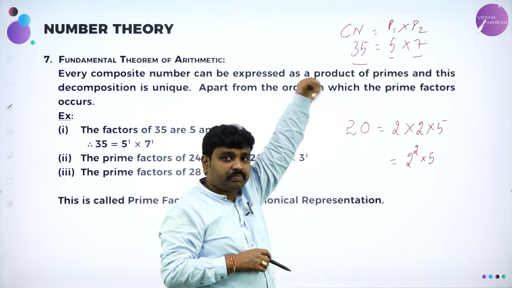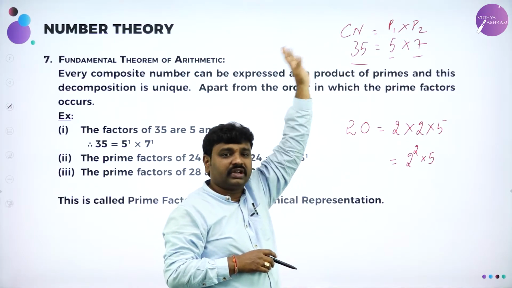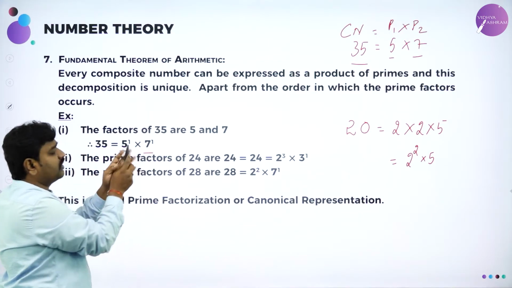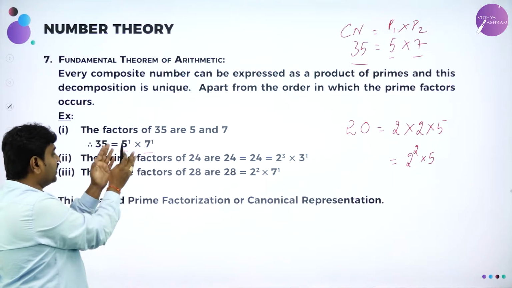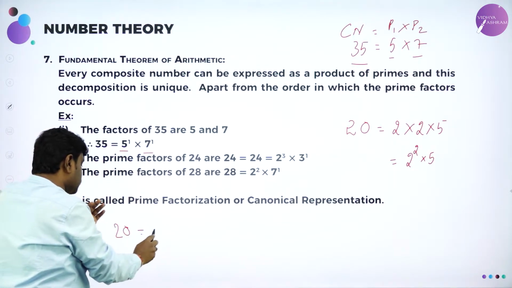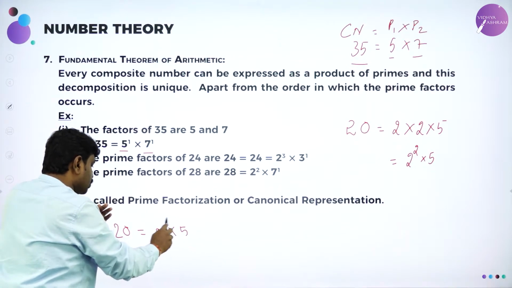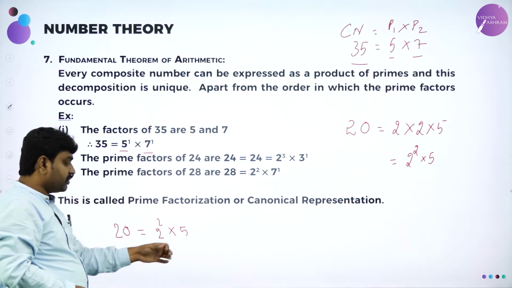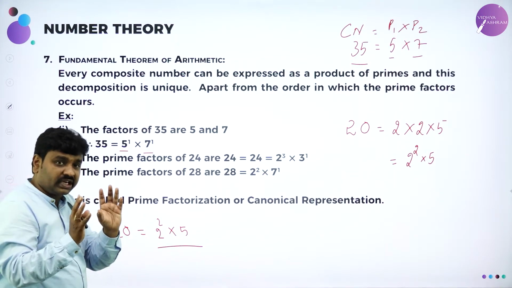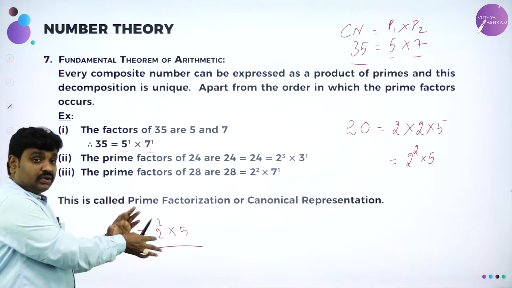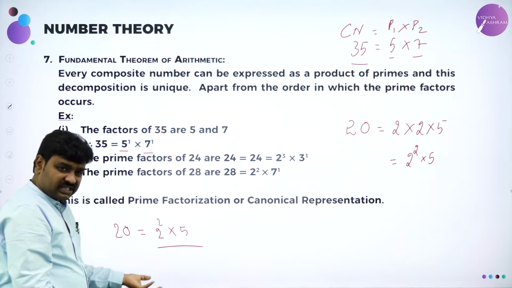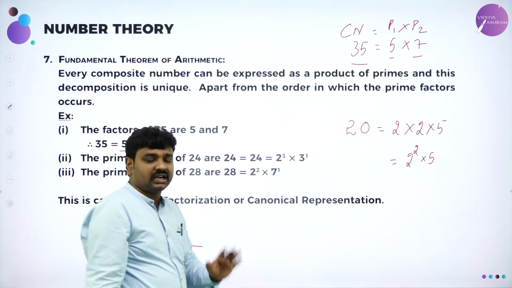So P1 power alpha 1, P2 power alpha 2, like that. The example I wrote here is 35. 35 can be written as 5 power 1, 7 power 1. This is the only form. You can rearrange, that's it. And if I give 20, you can write it as 2 square into 5. 2 is a prime number, 5 is a prime number. This is the unique form. The decomposition is unique. You will not have any other form. Always write the bases in ascending order, that's it.